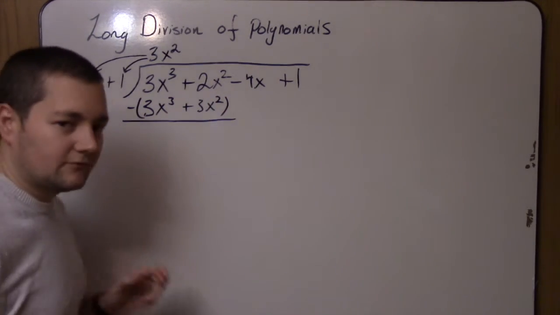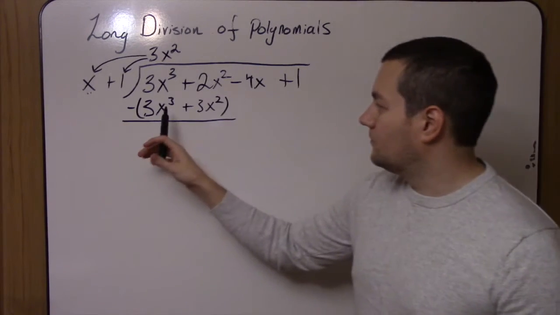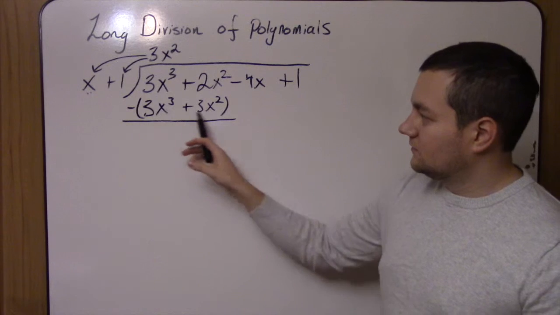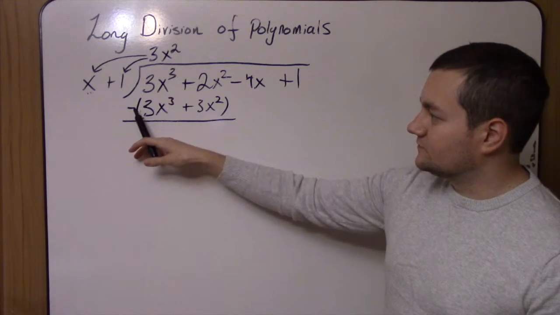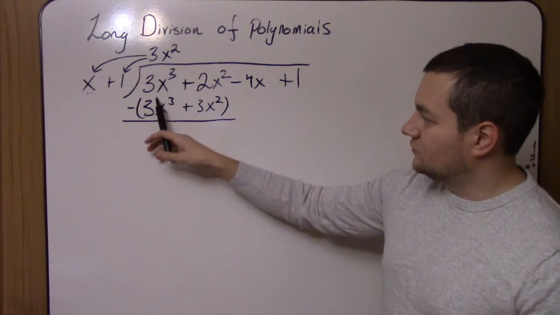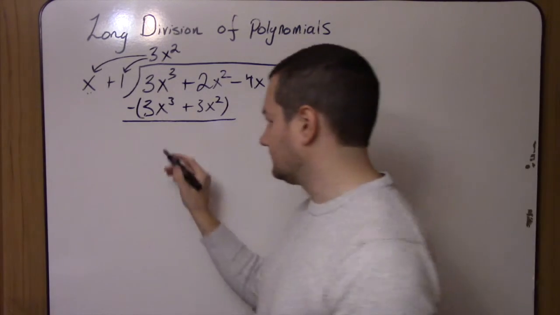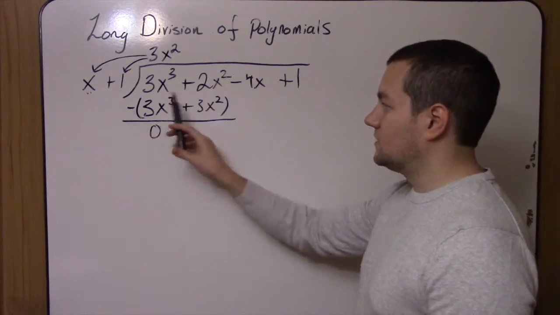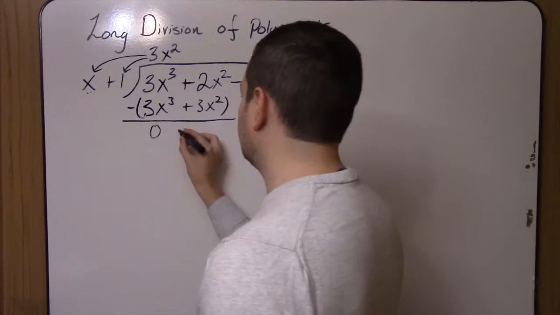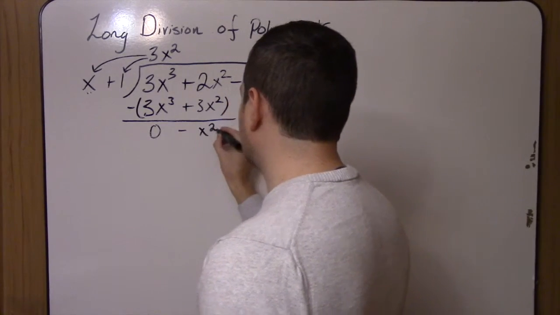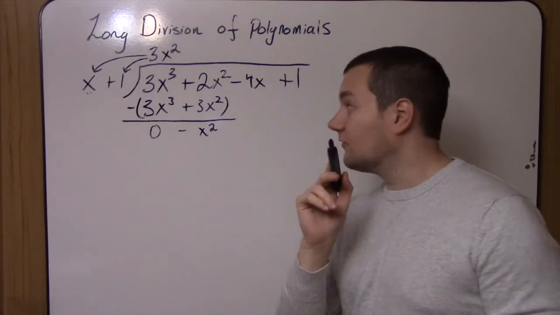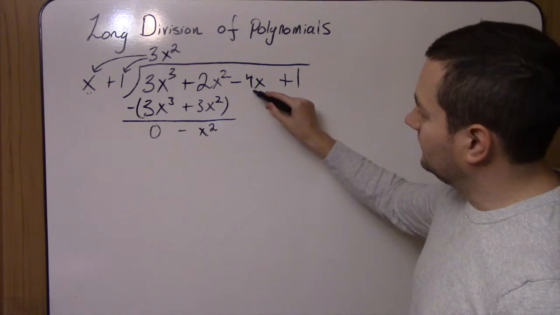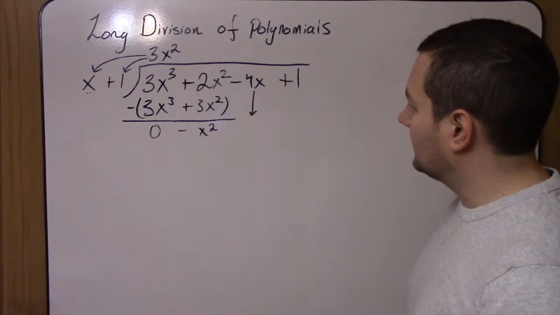So you have to be really careful about your brackets here. Be really careful. You got to make sure that you put brackets around this, because really that is 3x cubed subtract that guy, which is 0. And it's 2x squared subtract 3x squared, which is negative x squared. So you have to be really, really careful about your brackets. I know I said that a billion times already. Alright, so next thing we do, we can drag that guy down.